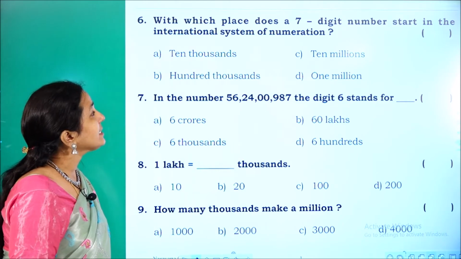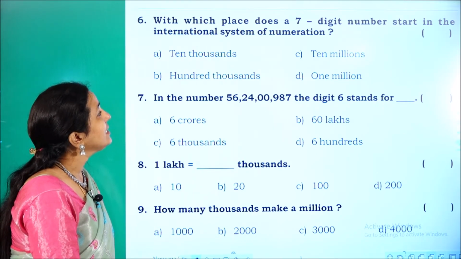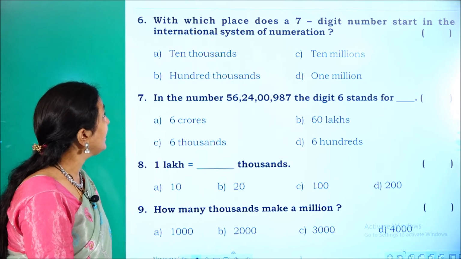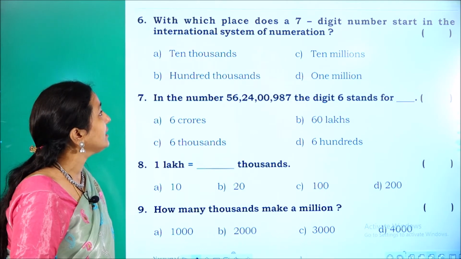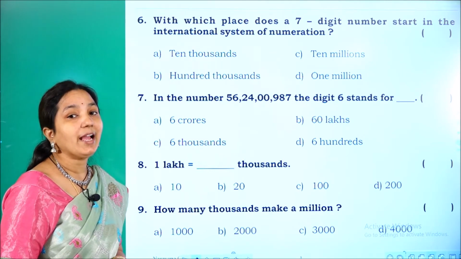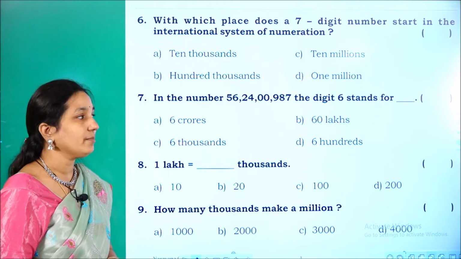With which place does a 7-digit number start in the international system of numeration? What is the given question? Once again, with which place does a 7-digit number start in the international system of numeration? Okay, so we have to write the 7-digit number. What is the smallest 7-digit number?